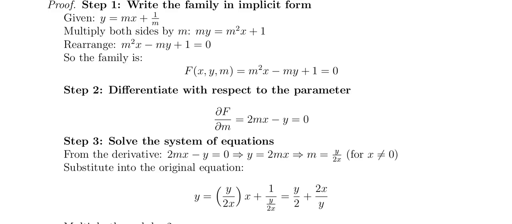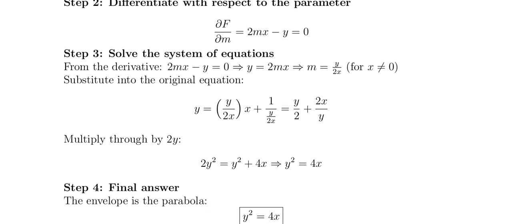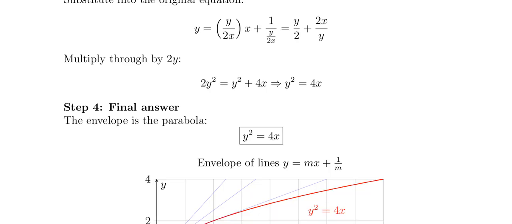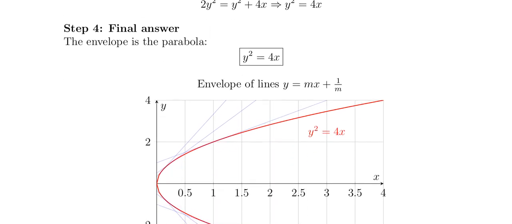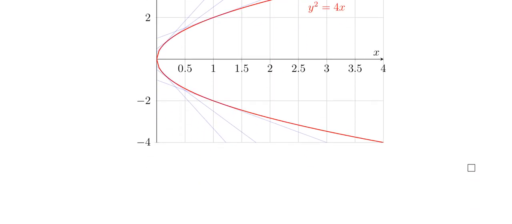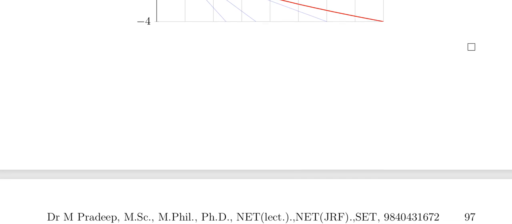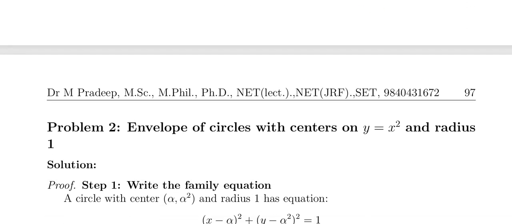From this, m equal to something comes. Back substitute that and we get the equation of the envelope. That is here the parabola. Okay, the envelope is the parabola. I thought the discriminant, b square minus 4ac, is also used.